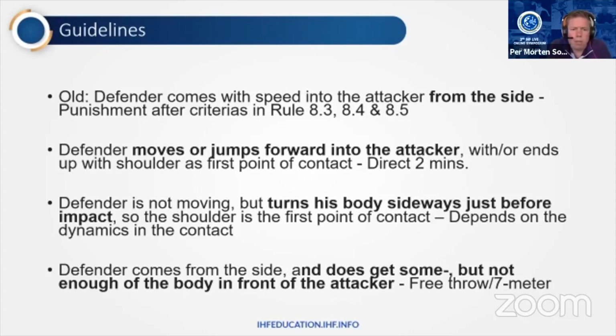But if the defender comes from the side, and of course he or she is able to get some, but not enough of the body in front of the attacker. If you are able to cover 20% of the space when you make contact with the attacker, that's not enough. Of course, it's not enough. You must cover much more for it to be an offensive foul. And then of course, you try. If the situation doesn't get ugly at all, then it's a throw which corresponds to the situation. It might be a free throw or a 7-meter, or if we are lucky, the attacker scores, and then we just whistle a goal and everybody's happy.